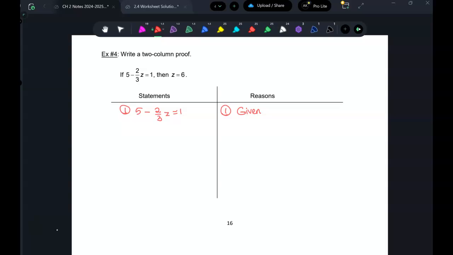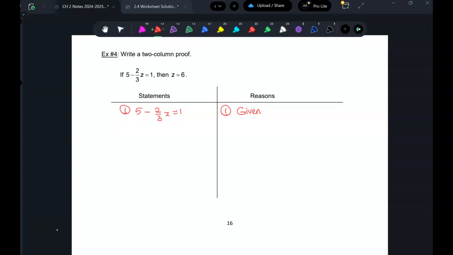Add 2/3 on both sides. Anybody else? What would you do? Sounds pretty good. Wait, why is it Z? Don't you multiply both sides by 3? Okay, we could multiply both sides by 3. That would be fine also.